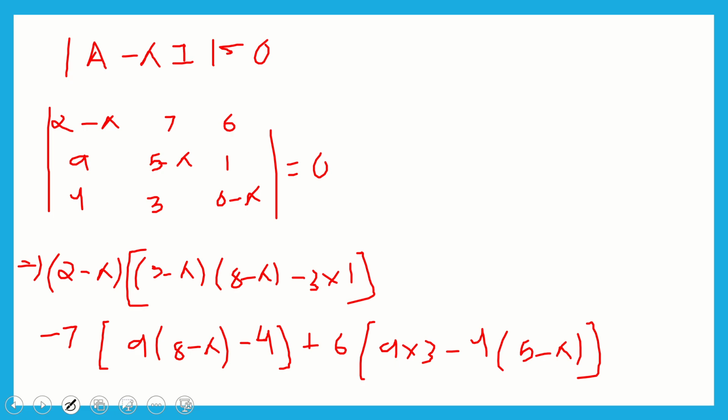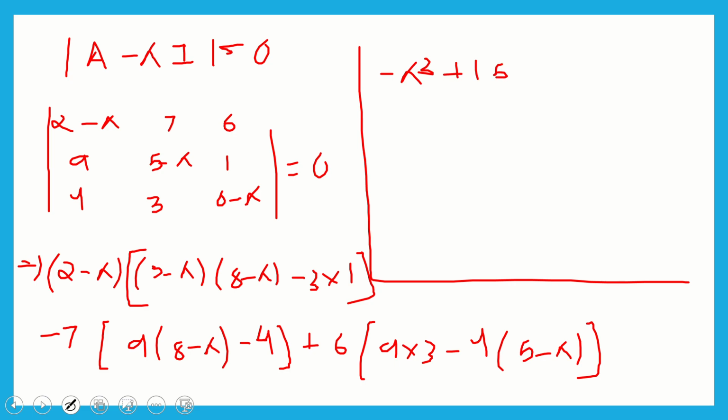It is a very lengthy process, but you have to do it. And after solving you will get, I'm writing here in this space, your answer as minus lambda cube plus 15 lambda square plus 24 lambda and plus 360 equal to 0. Okay, wait, not plus 360 but minus 360.